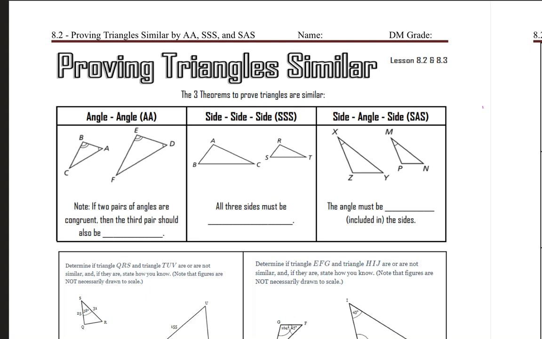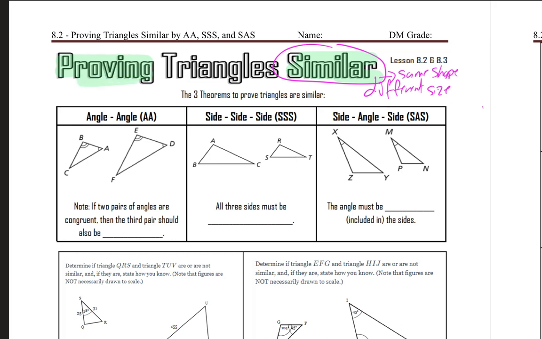Okay, kiddos, now we are moving on in Unit 8 to proving triangles similar. Last time we talked about what similar means, right? We said similar means same shape, different size. Same shape, different size. That's what similar means. So today we are going to be proving that.